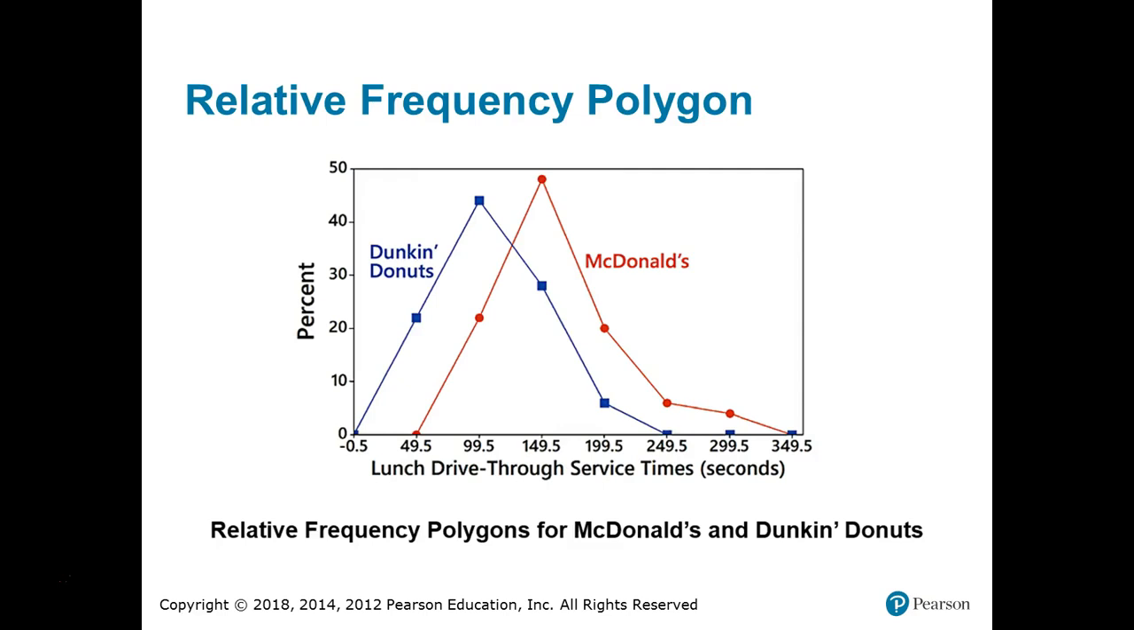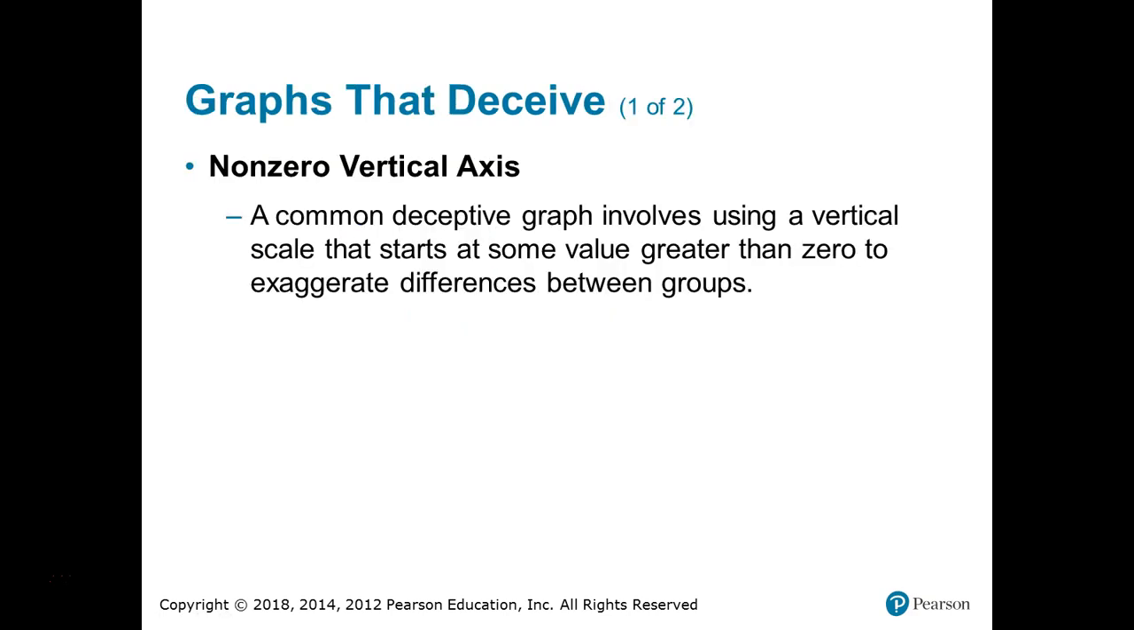Relative frequency polygon: if you put them side by side with the McDonald's and the Dunkin' Donuts for drive-through lunch times, you can see how, in general, the Dunkin' Donuts has much fewer times per drive-through session. So those are all the graphs that enlighten.